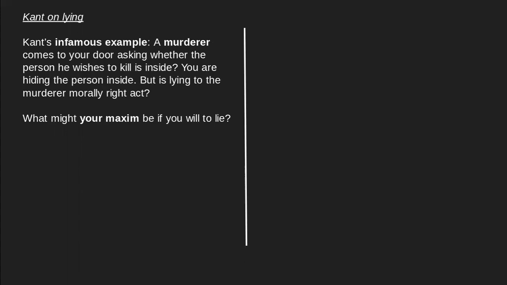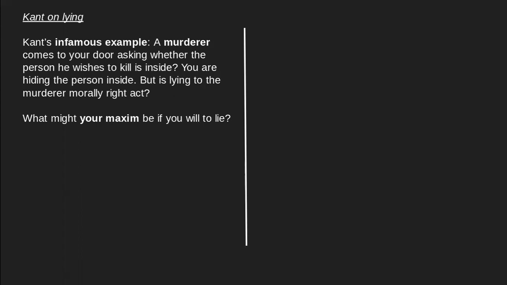Let's go back to Kant's lying example. Actually, this example is different than the lying promise, because Kant's lying promise example is rather clear. This example is just on lying, like telling a lie. What does Kant say about telling a lie? Kant has a famous and rather infamous example. A murderer comes to your door asking whether the person he wishes to kill is inside. You're hiding the person inside, and now you're considering, is lying to the murderer a morally right act?